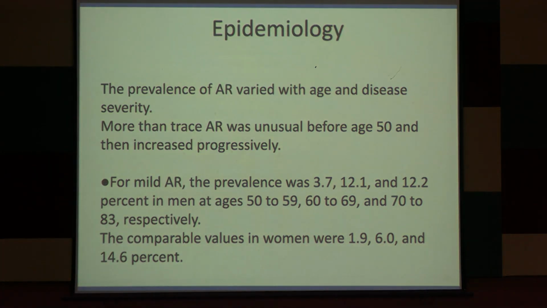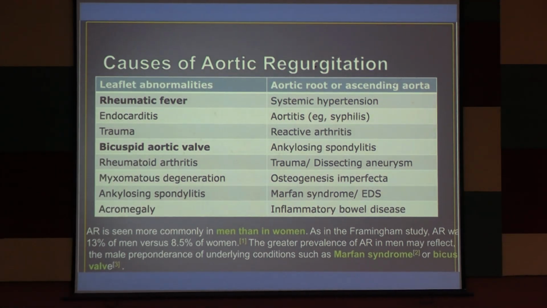The prevalence varies with age and disease severity. More than trace AR was unusual before age 50 and then increases progressively. For mild AR, prevalence rate is 7 to 12% in case of male, but the comparable values in women is 2 to 14%. That's all regarding epidemiology. Now, causes of aortic regurgitation.